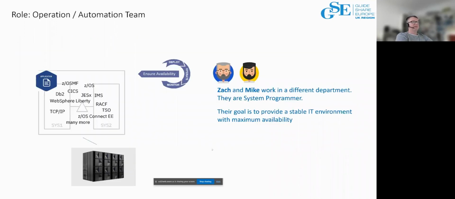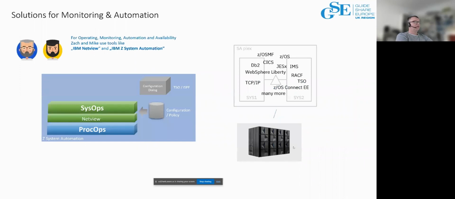And the goal is to provide this in a stable way that it's there 24/7. So now what tools are they using, Zach and Mike? Those are the traditional users of the system automation itself. So they use these SysOps components to interact with and to define the new application from Eric to the policy, and then they activate that policy, or they say, okay, the new application is there, a new version, please restart that resource, and so on.